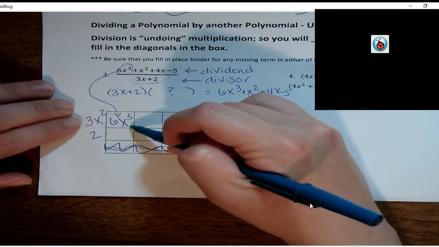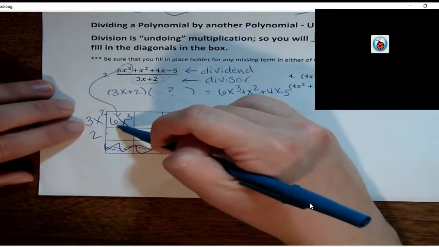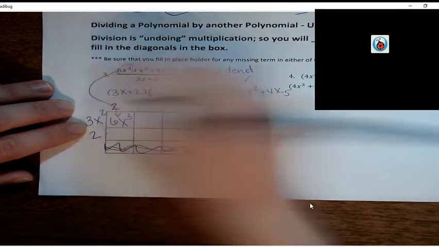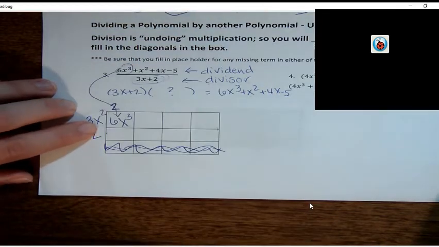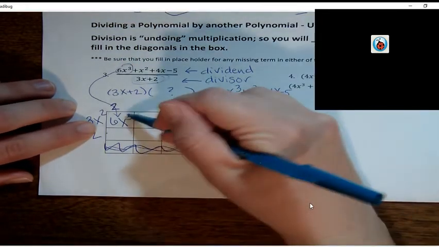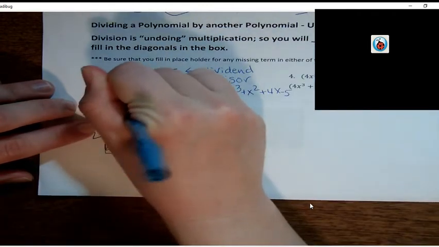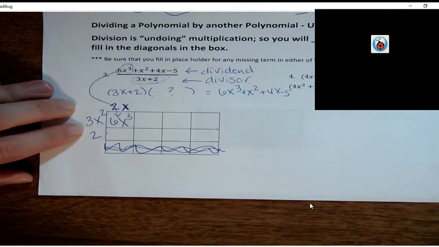Well, to get 6 from 3, I know that I have to multiply by a 2. So I'm going to have a 2 right there. And then this is an x squared. The x squared goes up by a power of 1, so I need at least another x right there. So 2x at least needs to be there.